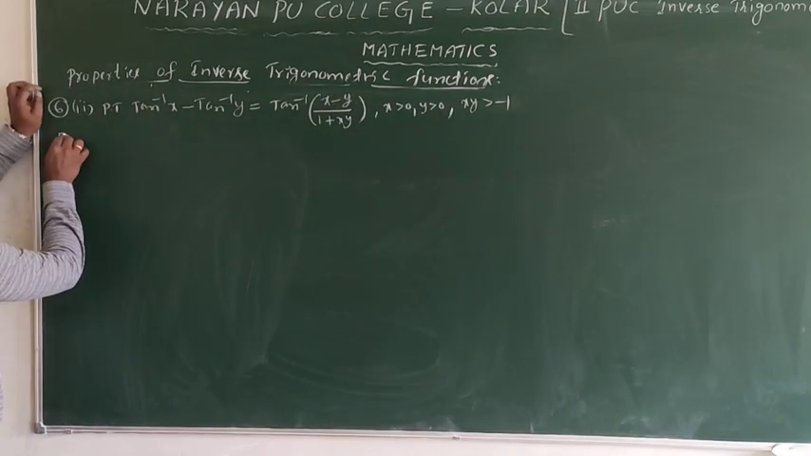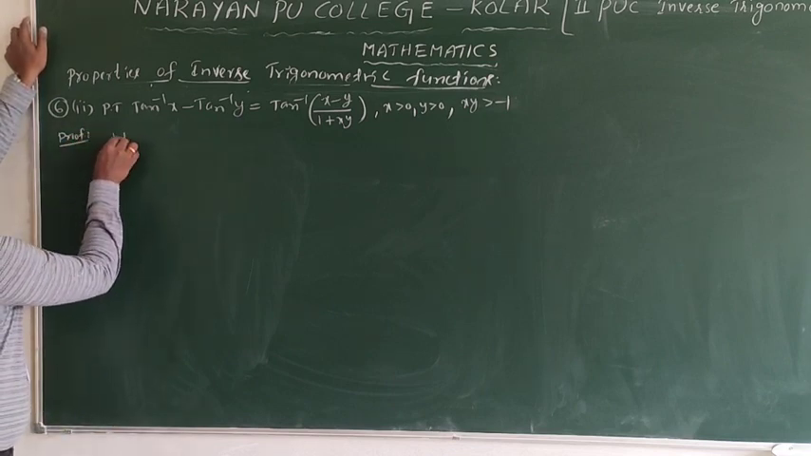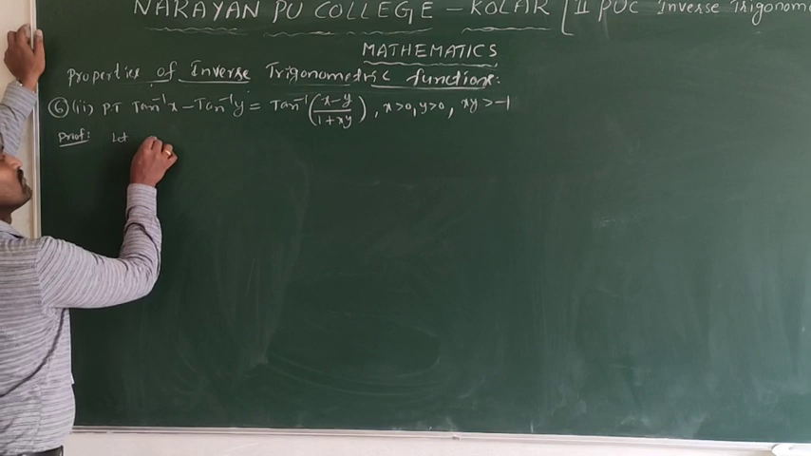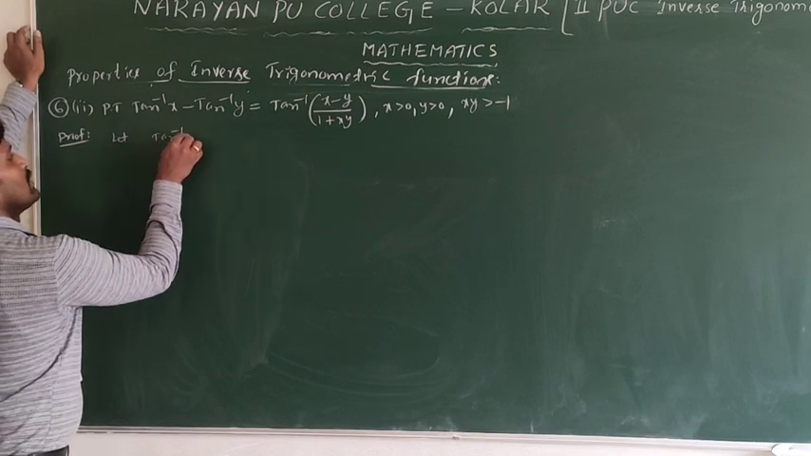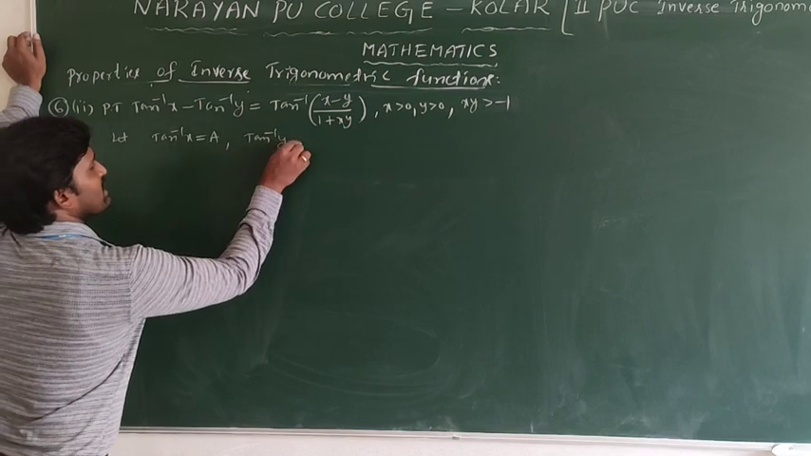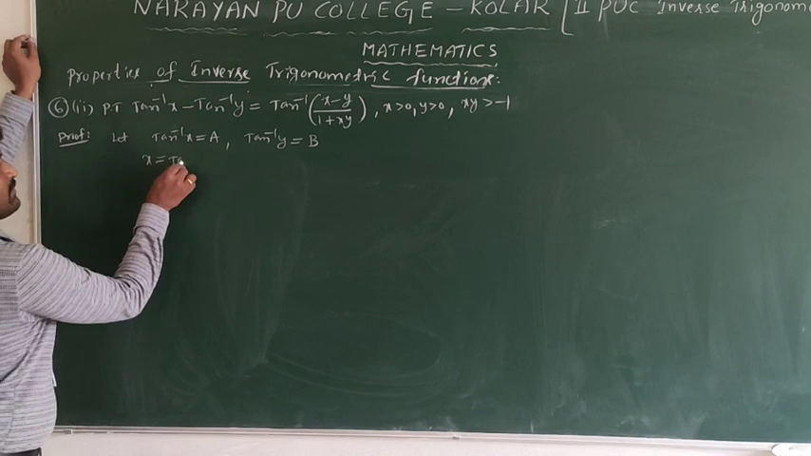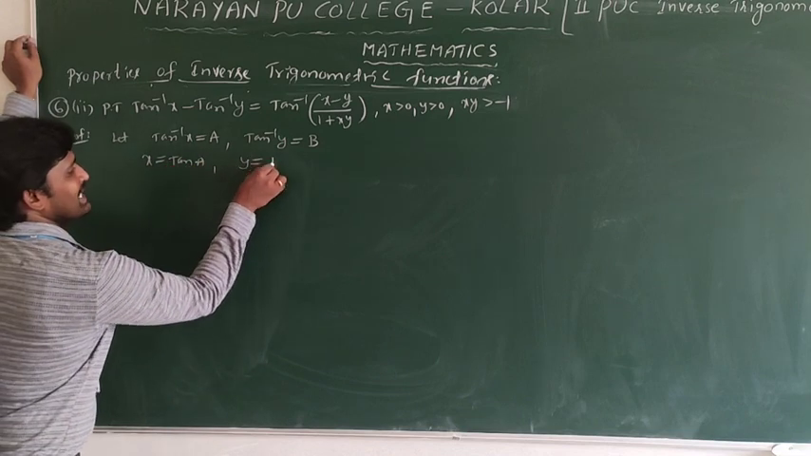Coming to the proof, let us assume each value. Tan inverse x equal to A, and tan inverse y equal to B. Now x equal to tan A, y equal to tan B.